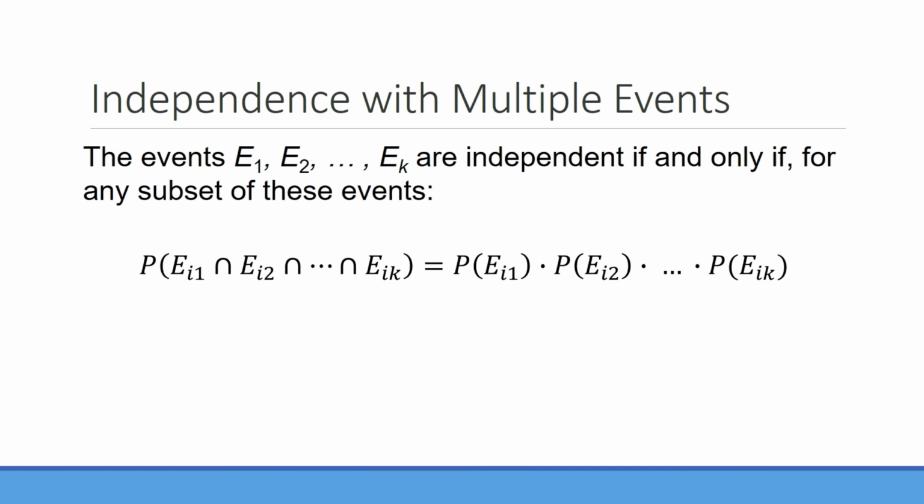Finally, independence with multiple events. If we have several events, E1 up to EK, they're independent if and only if. So remember the mathematical jargon with if and only if. It can go both ways. If the events are independent, then this statement is true down here: the probability of the intersection is equal to the product of the probabilities. Only if, so if this statement is true down here, then we have independence.